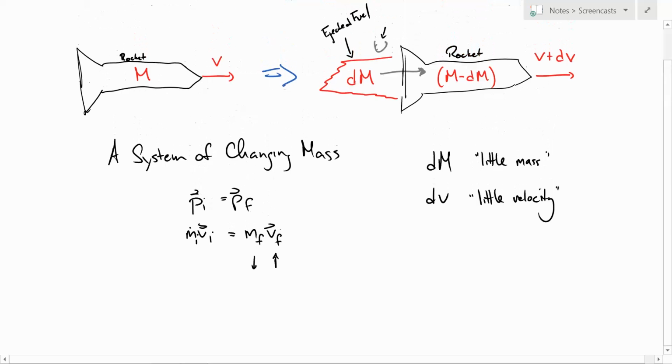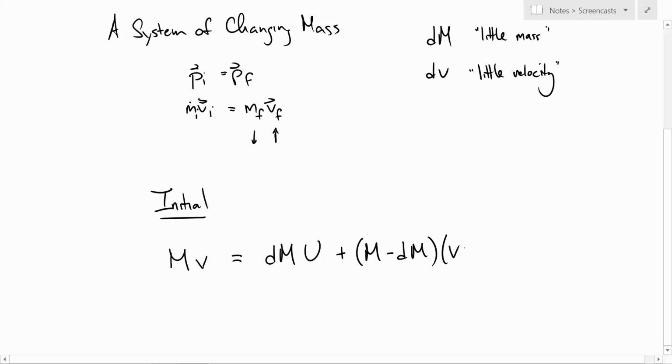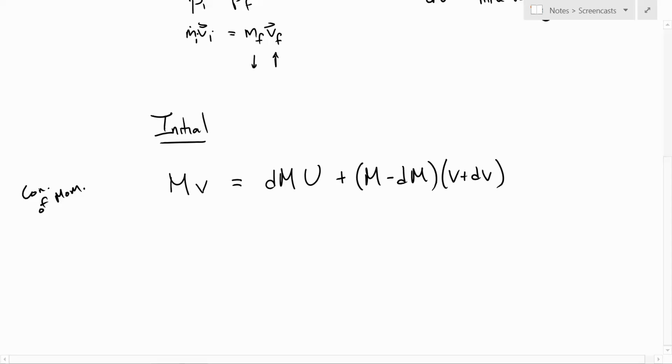So, looking at our initial state, we are basically looking at the mass of the rocket times the velocity of the rocket. Nothing complicated. In our final state, we now have the mass of the fuel times the velocity of the fuel plus the mass of the rocket, which is now decreased, times the velocity of the rocket, which is now increased. So that's conservation of momentum. We'll find how many different ways I can abbreviate that as time goes on. Alright. This is, again, nothing too terrifying yet.